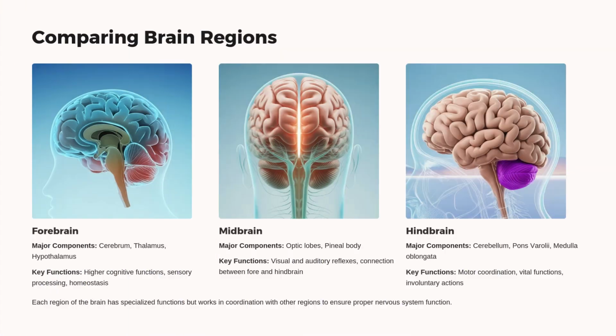Comparing brain regions. Forebrain. Major components: cerebrum, thalamus, hypothalamus. Key functions: higher cognitive functions, sensory processing, homeostasis. Midbrain, major components: optic lobes, pineal body. Key functions: visual and auditory reflexes, connection between fore and hindbrain. Hindbrain, major components: cerebellum, pons Varolii, medulla oblongata. Key functions: motor coordination, vital functions, involuntary actions. Each region of the brain has specialized functions, but works in coordination with other regions to ensure proper nervous system function.